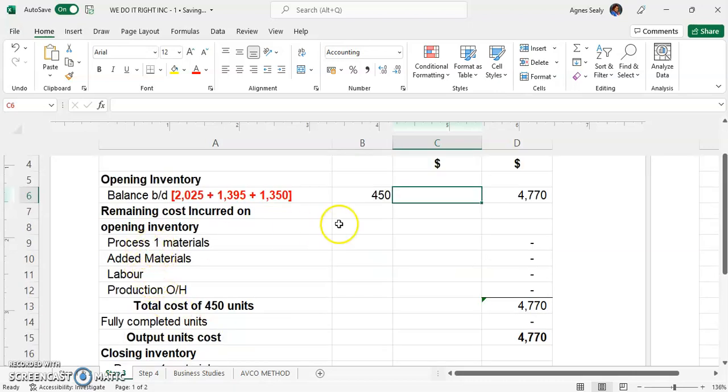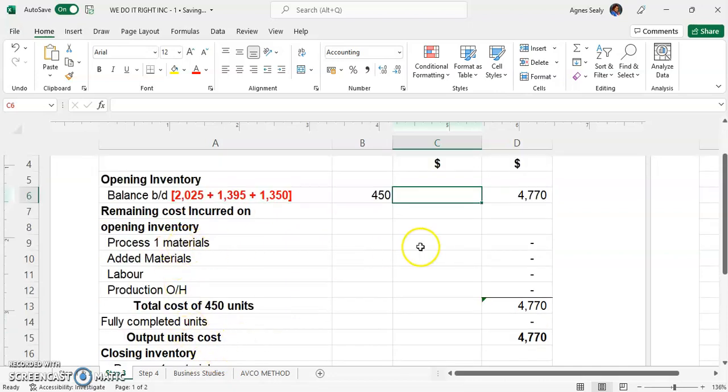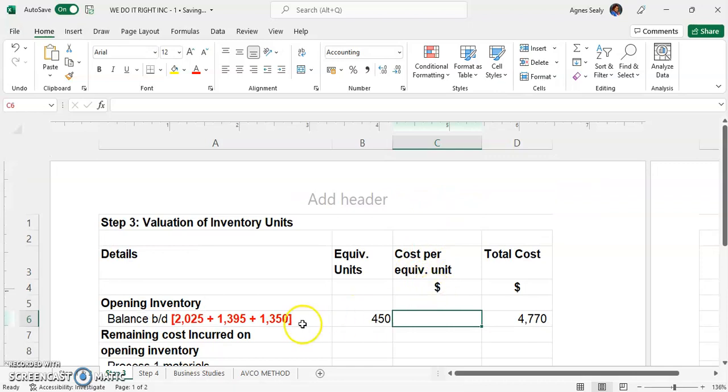Okay, so now we have to look at calculating the remaining costs incurred on the opening inventory. We have 450 units at the beginning, and they were not fully completed. They still needed work. So we have to calculate the cost incurred on these 450 with respect to each cost element: process one material, added material, labor, and production overhead. How are we going to do that? We're going to look for the equivalent units for each cost element, and then the cost per equivalent unit for each of them.